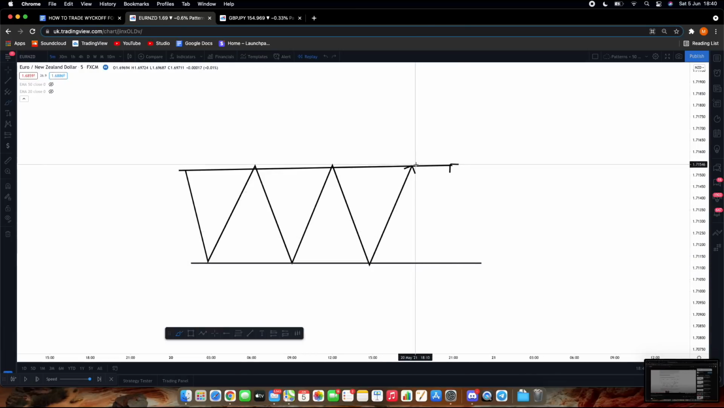However, what can happen is, say for example, at this area right here, or say for example we just have an area that price is coming into, there may not be enough liquidity for smart money to buy this market.